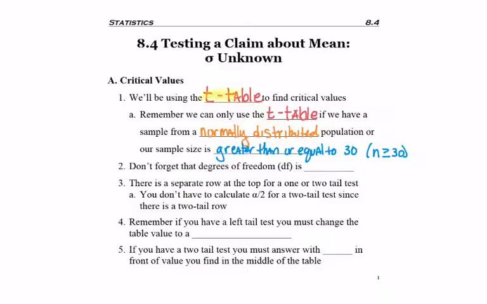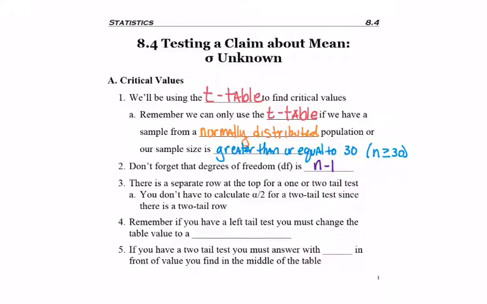Since we will be using the t-table, don't forget that for degrees of freedom, we use n minus 1, the sample size minus 1. And on the t-table, there is a separate row at the top for a one or two tail test. This means that when calculating your hypothesis test, you do not need to calculate alpha over 2 for a two-tail test, since there's an actual row for that.